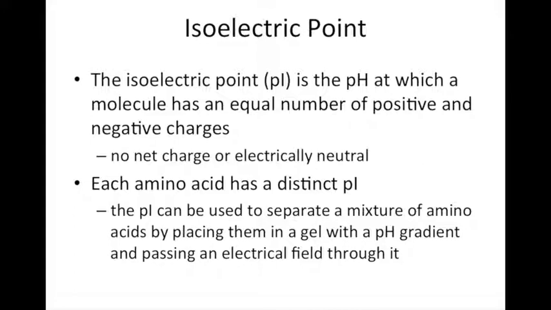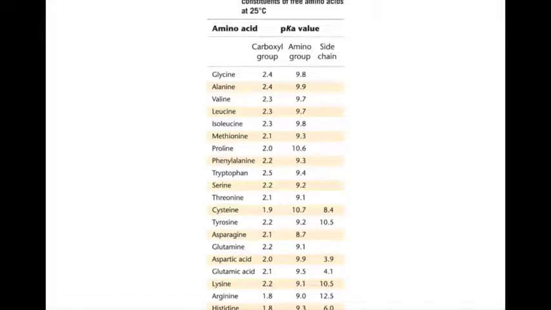So let's talk about how to determine the isoelectric point for some amino acids. Let's show you how to determine the isoelectric point for glycine, which has two ionizable groups, and you can see their pKa's here. And then let's look at an amino acid with three ionizable groups, say cysteine, which has three ionizable groups, and you can see the pKa's here. So let's take a look at this.